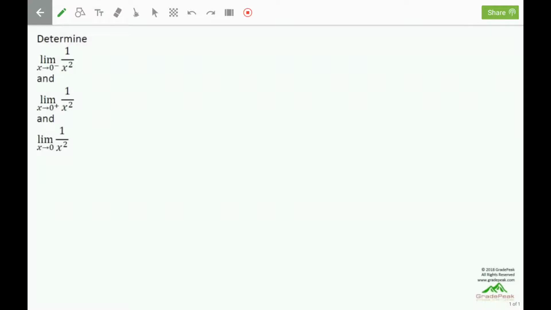Determine the left-sided limit and the right-sided limit and the two-sided limit as x approaches 0 of 1 over x squared. Each of these involves the limit as x approaches 0 of 1 over x squared. The first thing to do is try plugging a 0 in for each of the x's. That will give 1 over 0 squared. 0 squared is a 0, so the result is 1 over 0.